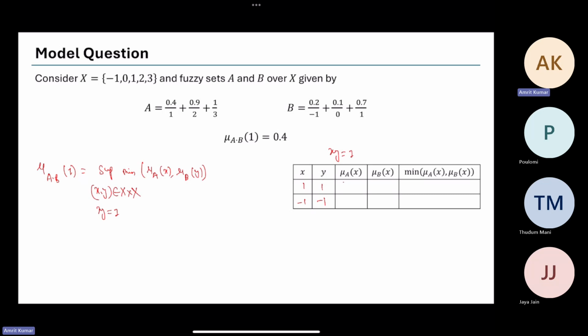In this case, this is 0.4 and this is 0.7 and this is 0 and this is 0.2. So the minimum is 0.4 and this is 0. So the maximum is 0.4. This is 0.4 and therefore option D is correct.